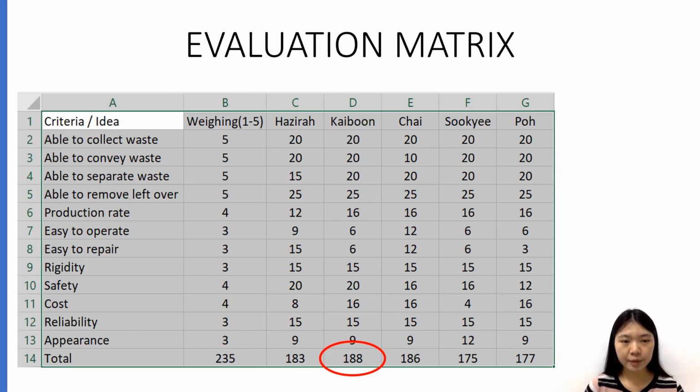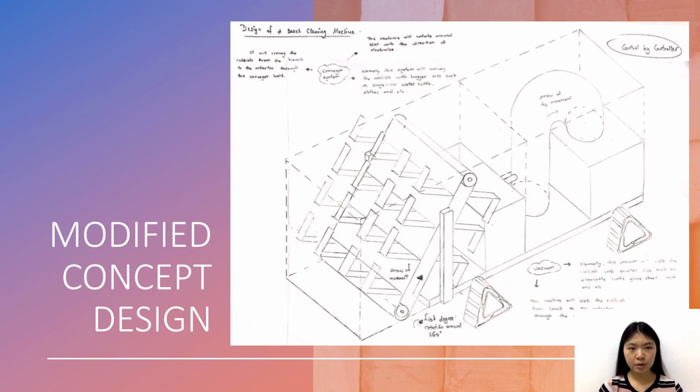By using the evaluation matrix from this diagram, we found that the concept design 3 from Kai Boon has the highest total score compared to other concept designs. Hence, it will become the datum for the modified concept. The diagram shows the concept design 3 from Kai Boon, and we will modify the machine based on this design.